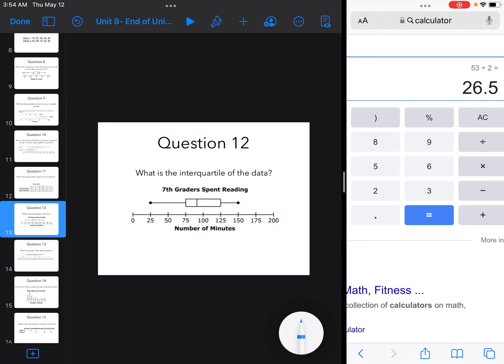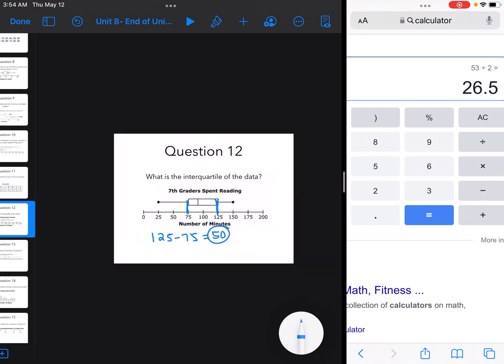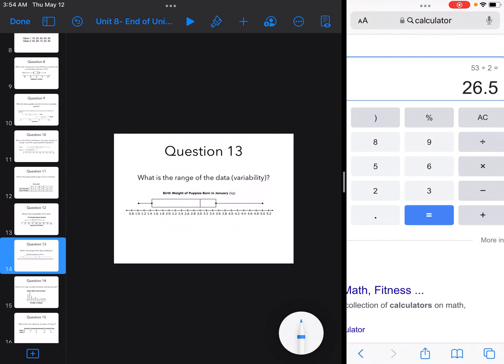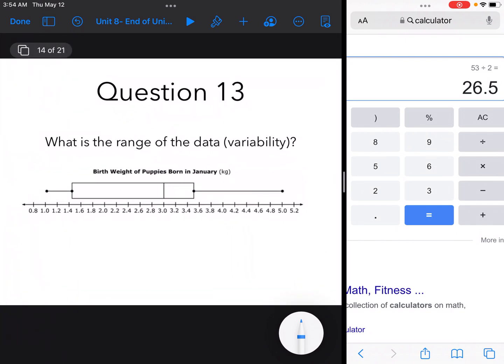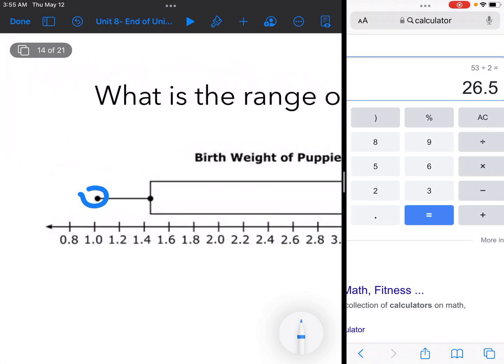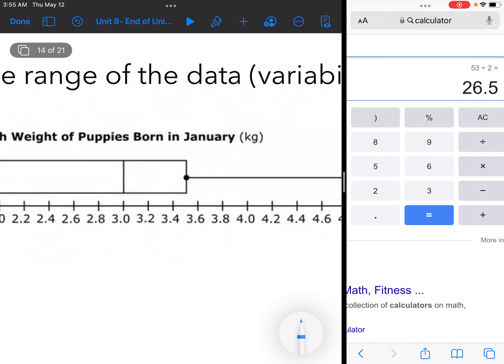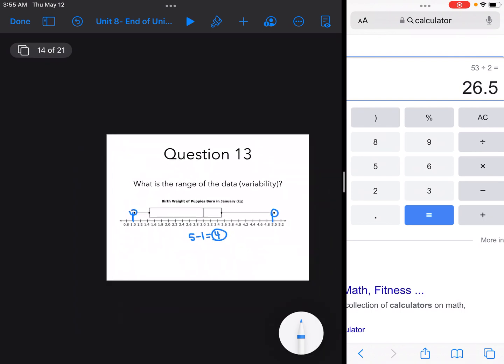What is the interquartile range of the data? So we're looking right here at the two sides of the box. So that's 125 minus 75, and I get 50. So 50 minutes. What is the range of the data, or the variability? Well, range is subtracting the maximum and the minimum. So that's 5 minus 1, so the range would be 4.